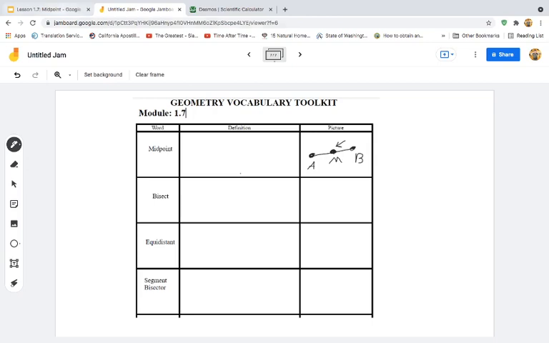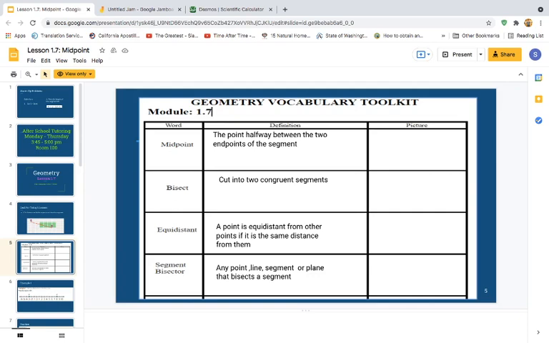Okay, next we'll go down to bisect. If you look at the word bisect, you see the prefix bi means two, right? And the etymology sect means to cut or to separate. If you ever heard the term section or sector or anything like that, it usually means to cut or separate into smaller pieces, right? So to bisect something is to separate it into two congruent segments or two equal parts.